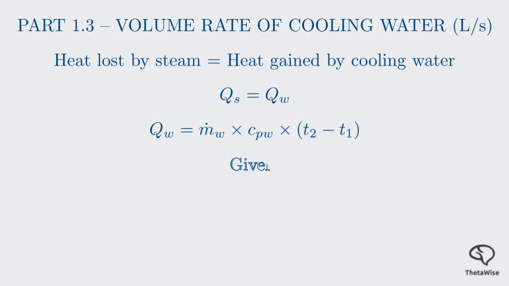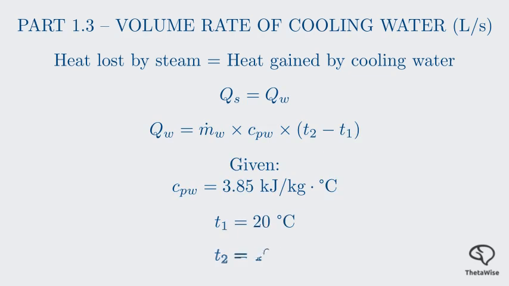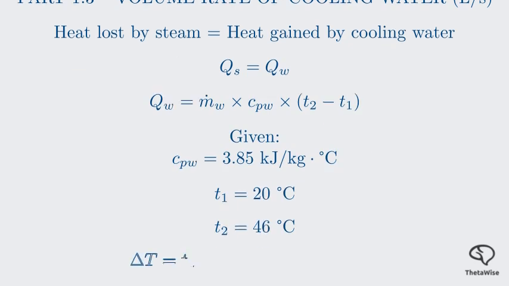We know the specific heat capacity of the seawater is 3.85 kilojoules per kilogram degrees Celsius. The water enters at 20 degrees Celsius and leaves at 46 degrees Celsius. The temperature rise is the final temperature minus the initial temperature, which is 26 degrees Celsius.